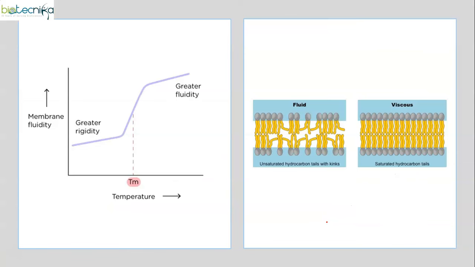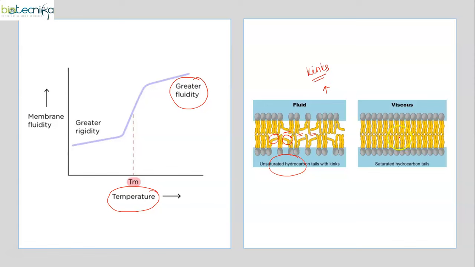So we can plot a graph based upon this fluidity and temperature. As you can see, as the temperature increases, there will be greater fluidity. Right. So if you look into this picture, why is it having greater fluidity? Because of the degree of unsaturation. That means unsaturated fatty acids are those which are responsible for the formation of kinks. That is a kind of bend because of which space is available and because of which the fluidity increases.